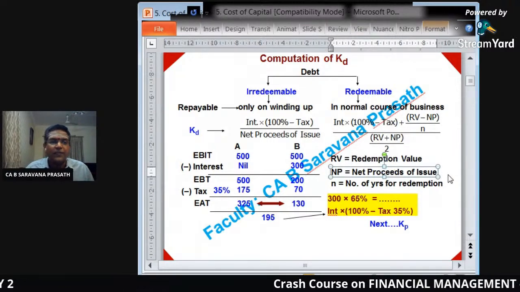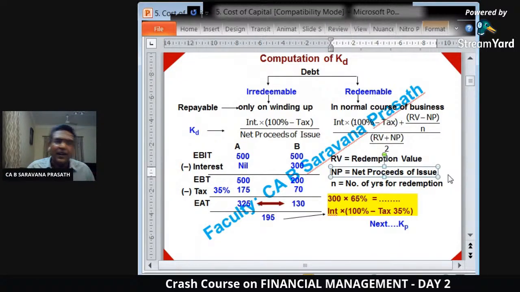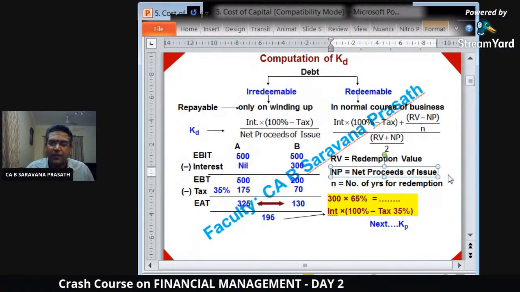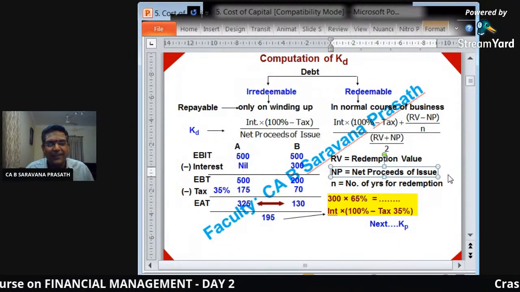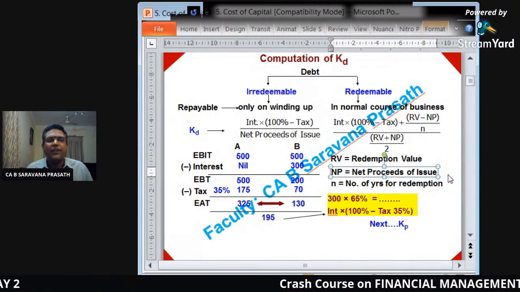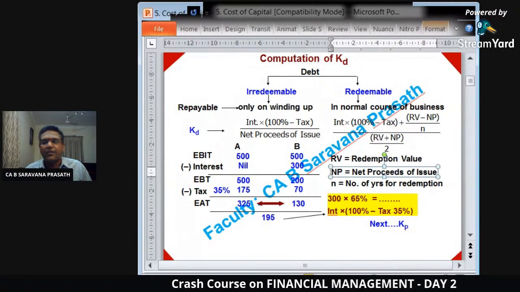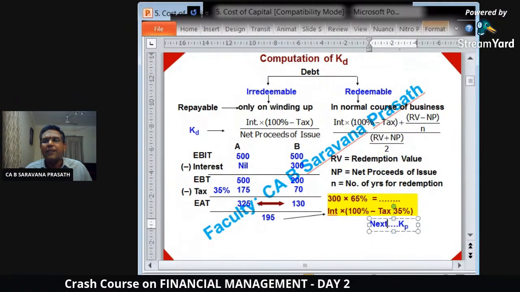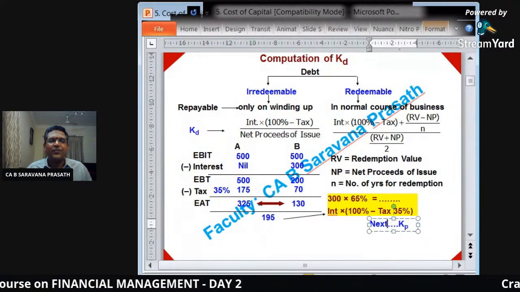So, two types of calculation, debt being irredeemable and debt being redeemable. This is the formula. I will pause for a while so you can absorb this information. Try to register the formula in your mind, and then we will move into the formula for preference share capital, cost of preference share capital.